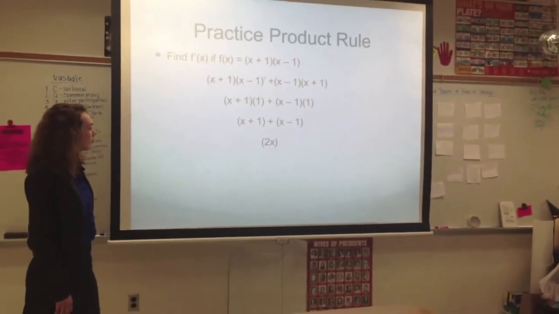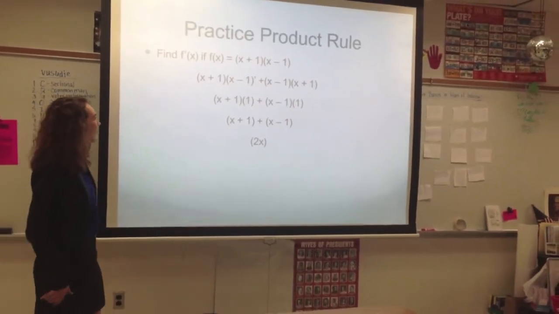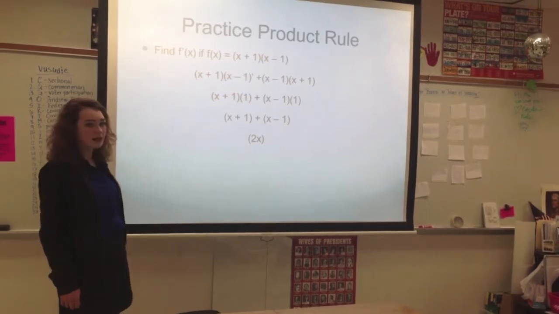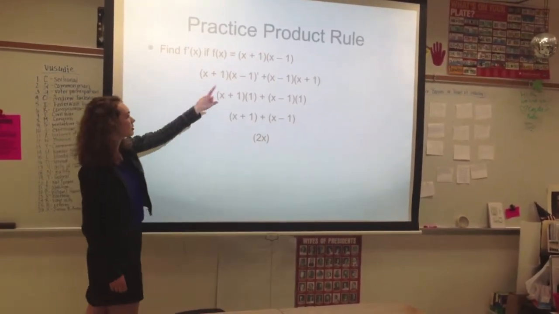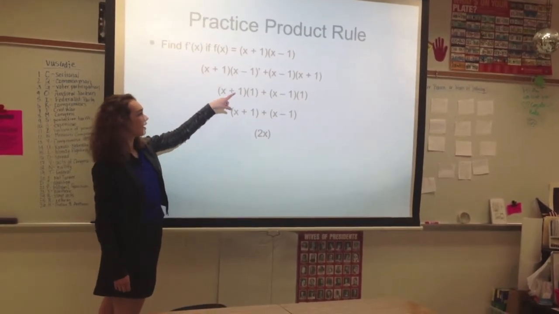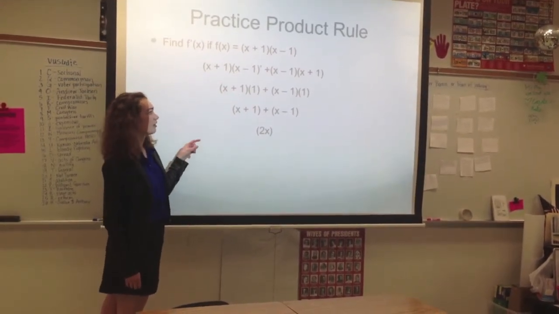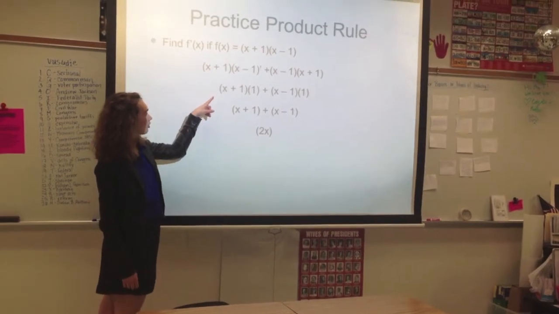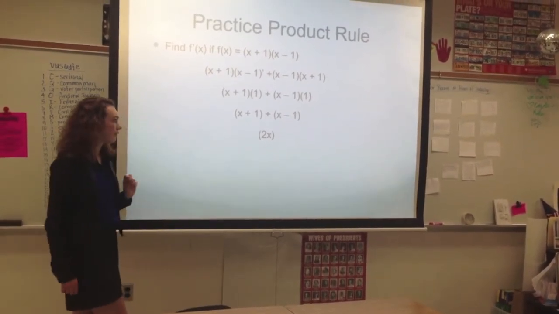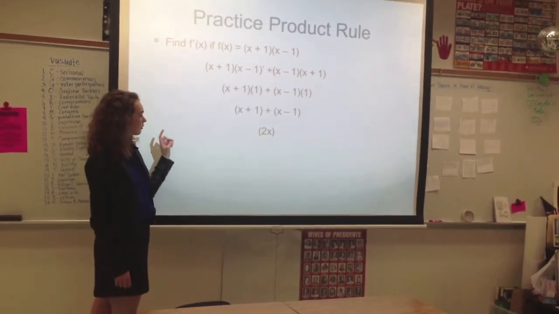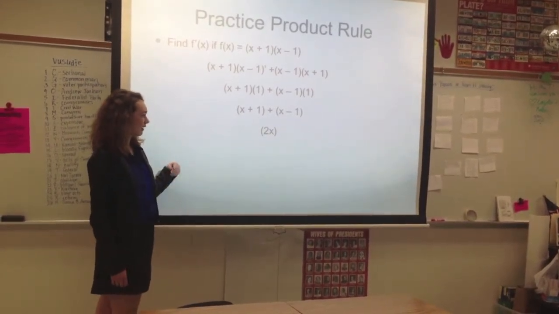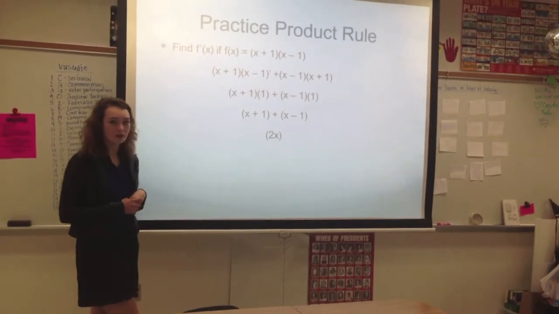The first problem is f of x equals x plus 1 times x minus 1. So you're going to have x plus 1 times the derivative of x minus 1 plus x minus 1 times the derivative of x plus 1. So it's going to be x plus 1 times 1 plus x minus 1 times 1, which is going to eventually equal x plus 1 plus x minus 1, which will give you 2x.